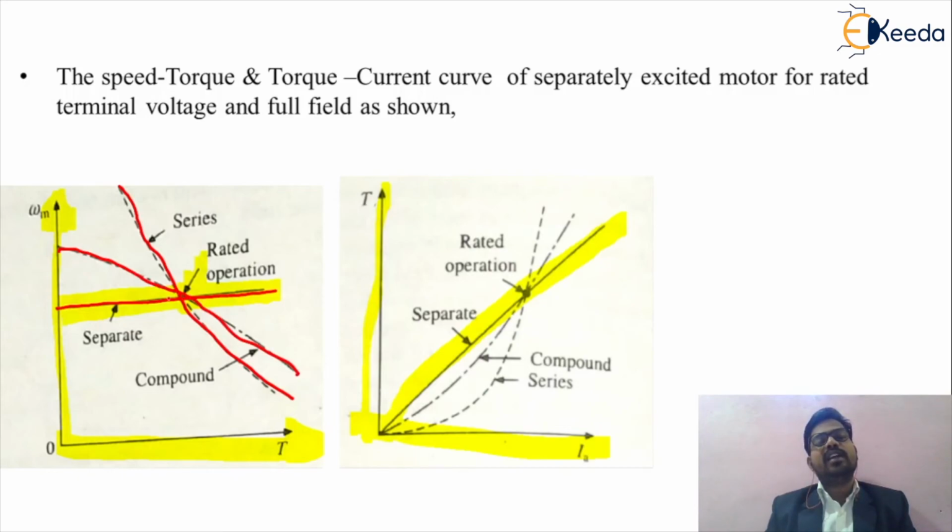So from that particular characteristic, we are getting one rated operating point. So this will be the rated operating point of your torque speed characteristics of different types of motor, that is a separate type of motor, series type of motor, and a compound type of motor.